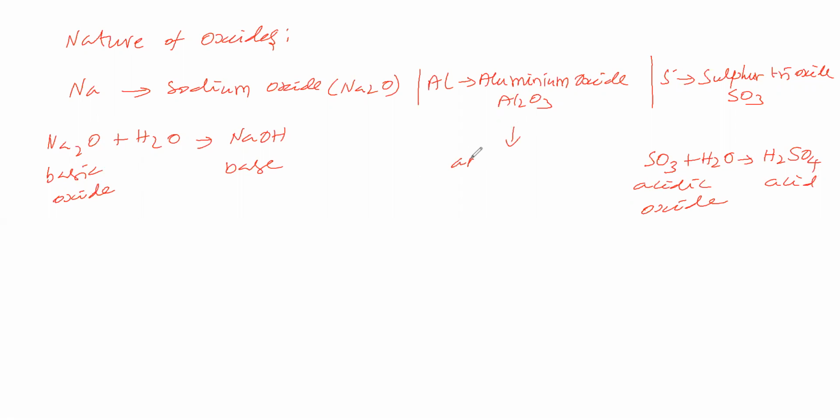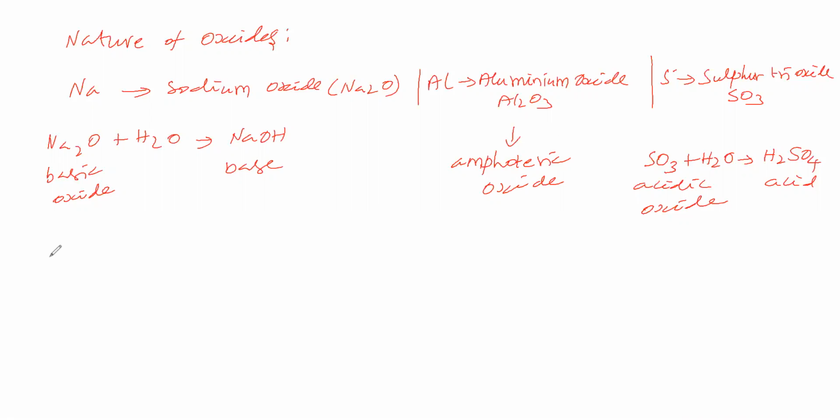Al2O3 is what? Amphoteric oxide. Amphoteric oxide in the sense it has both acidic nature as well as basic nature. Like that we can say. So, oxides, in the sense, three categories we can say. One is basic oxide, one is acidic oxide, one is amphoteric oxide.